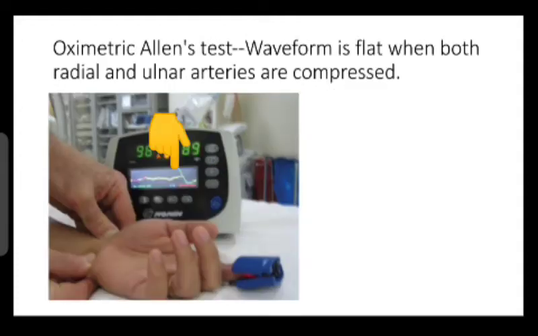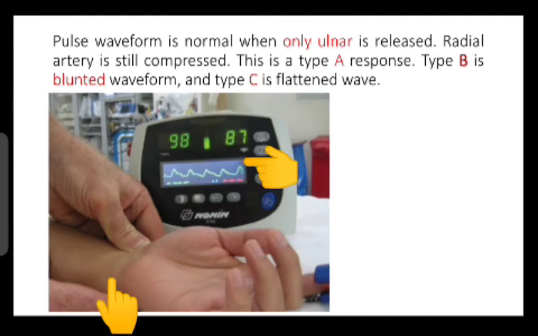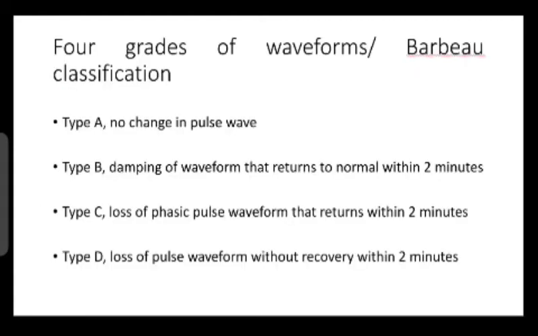Waveform is flat when both radial and ulnar arteries are compressed. Pulse waveform is normal when only ulnar is released, radial is still compressed. It is called type A response. Type B response is blunted waveform and type C is flattened wave. So there are 4 grades of waveform.